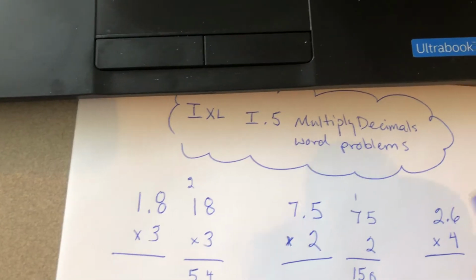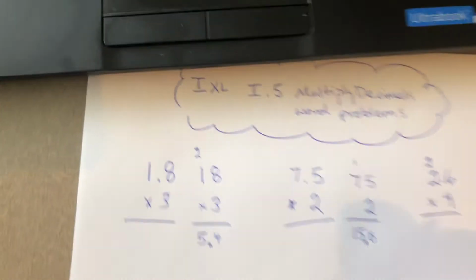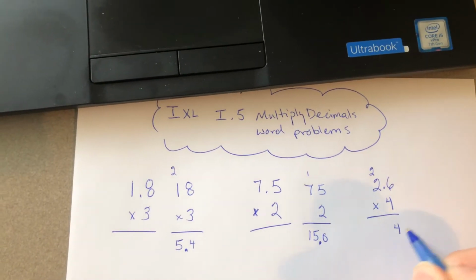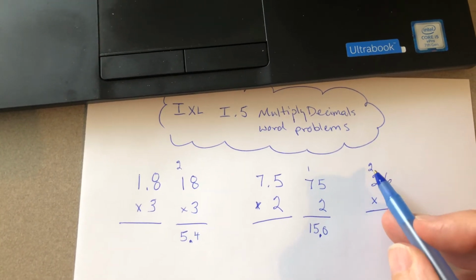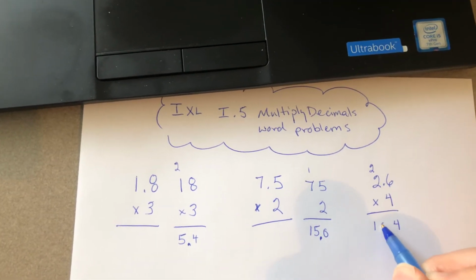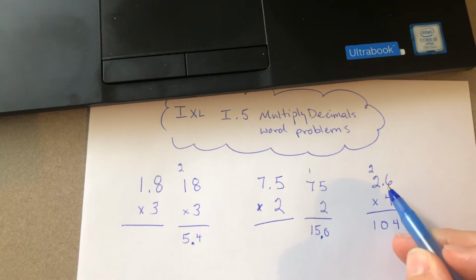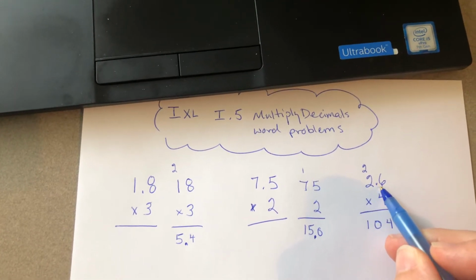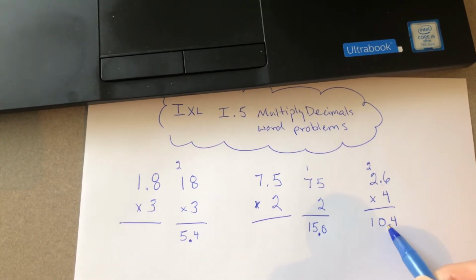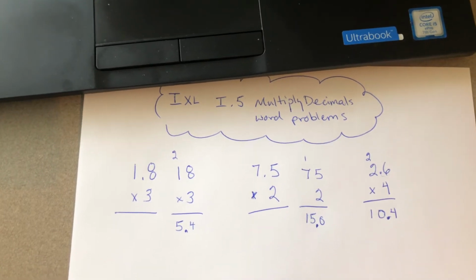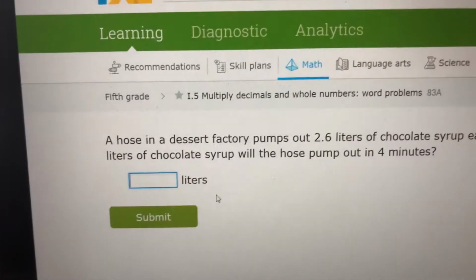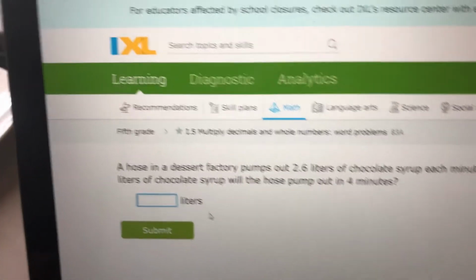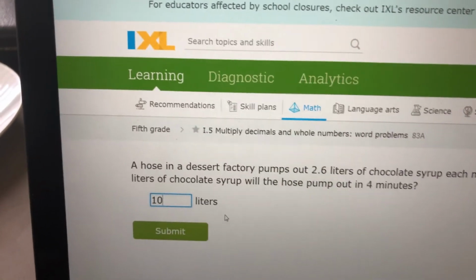So 4 times 6 is 24. 4 times 2 is 8, plus 2 is 10. How many numbers are to the right of a decimal? 1. So 1 number needs to be the right of the decimal there. Okay, so we're going to say 10.4 liters.